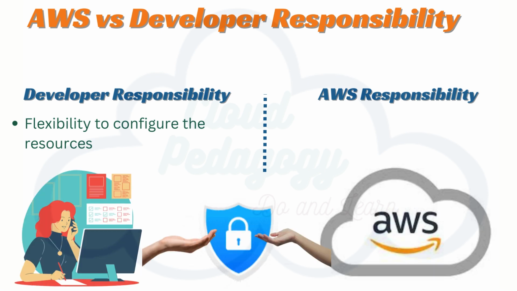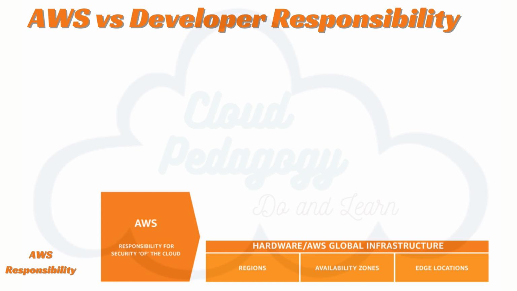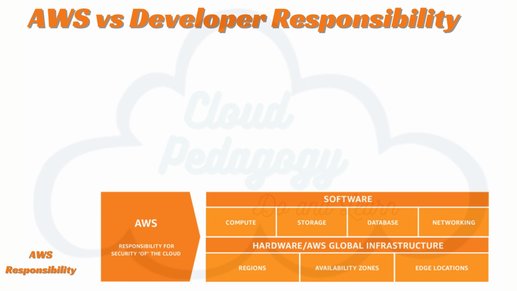With regards to security in the cloud, we use a shared responsibility model. AWS provides you with secure building blocks for your application as well. For example, AWS manages and controls components from the physical security of facilities up through providing the host operating system and virtualization layer. AWS will also provide you with tools to help manage things like firewalls and encryption.